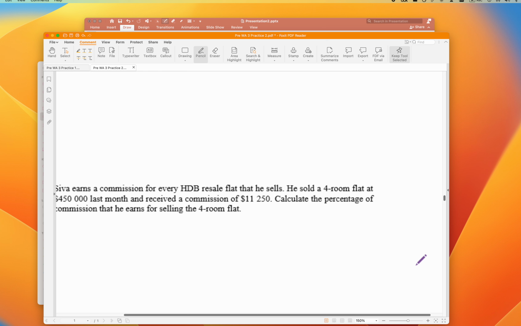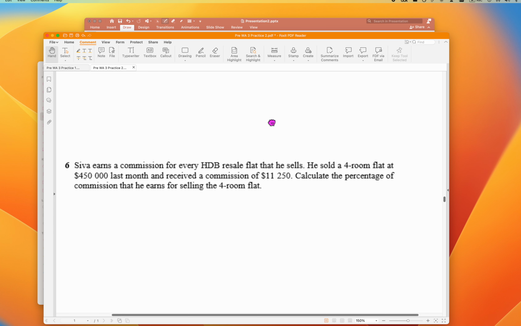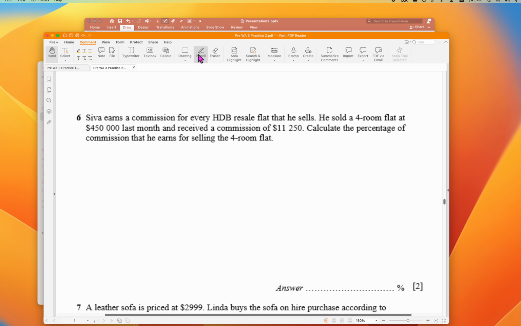You know what's the meaning of commission? No. Okay, have you learned commission? I don't think so. Okay, then we better talk about it. Earn a commission for every item that you sell. He sold the following item last month, received a commission of this. Calculate the percent of commission that is earned.